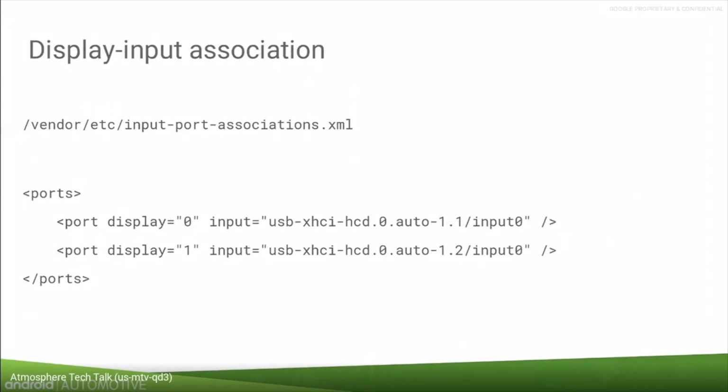Stable IDs actually allow us to do a lot of new things. So let's start with display input association. Using an IDC file, input device configuration file, you can now provide a mapping between inputs or touch panels in your device and displays. In this case, we have displays connected to port 0 and 1, and we have some touch panels connected to some USB ports. And the input framework will take care of everything else starting from here.